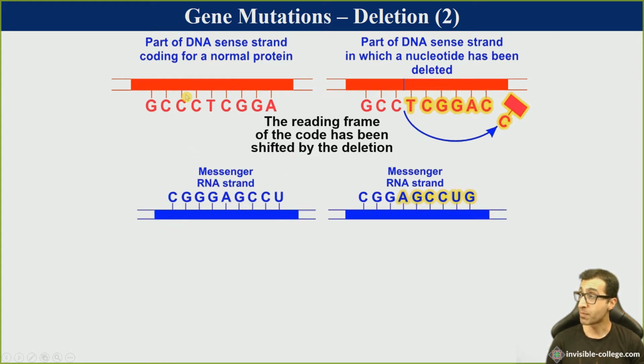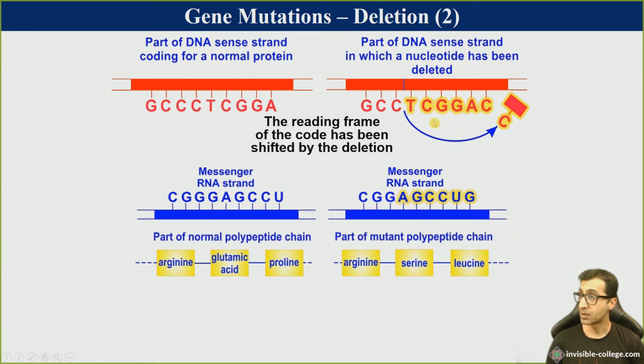So we go from a messenger RNA strand in the normal individual, which looks like this, to a messenger RNA strand in the mutant individual, in which all of these are shifted by the removal of that single base. And this in turn is going to drastically alter the polypeptide chain from that point onwards. As we can see here, we've gone from arginine, glutamic acid, proline, to arginine, and then serine and leucine.